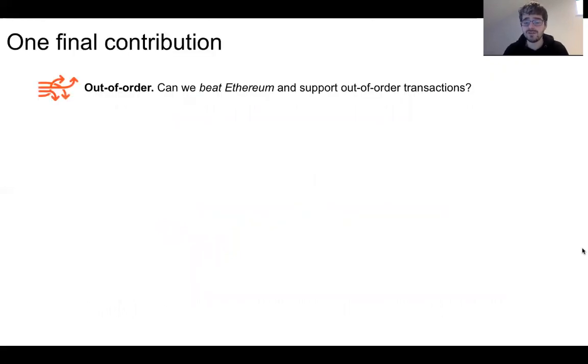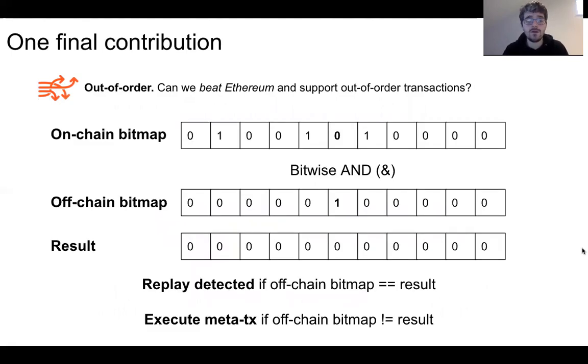One final contribution I want to talk about, because I think this is really cool, is that we can actually beat Ethereum's replay protection, and we can support out-of-order transactions. We call this Bitflip. The idea is that on the blockchain, there's a bitmap, 01001010000. Every time we send a new transaction, all we want to do is flip one bit in the on-chain bitmap.